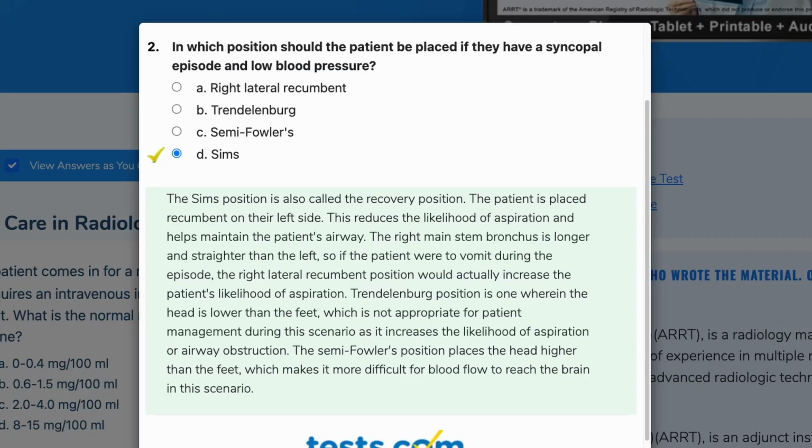Trendelenburg position is one wherein the head is lower than the feet, which is not appropriate for patient management during this scenario, as it increases the likelihood of aspiration or airway obstruction. The Semifowler's position places the head higher than the feet, which makes it more difficult for blood flow to reach the brain in this scenario.